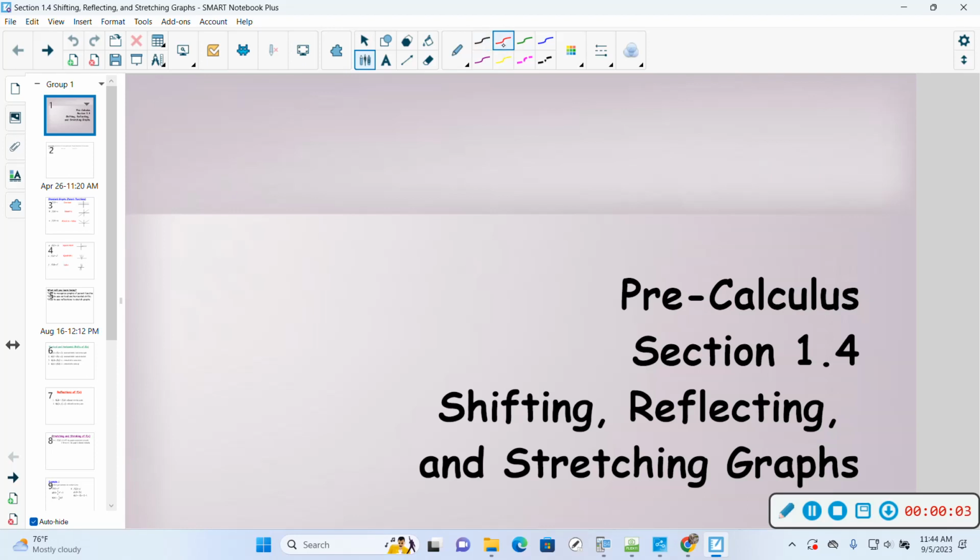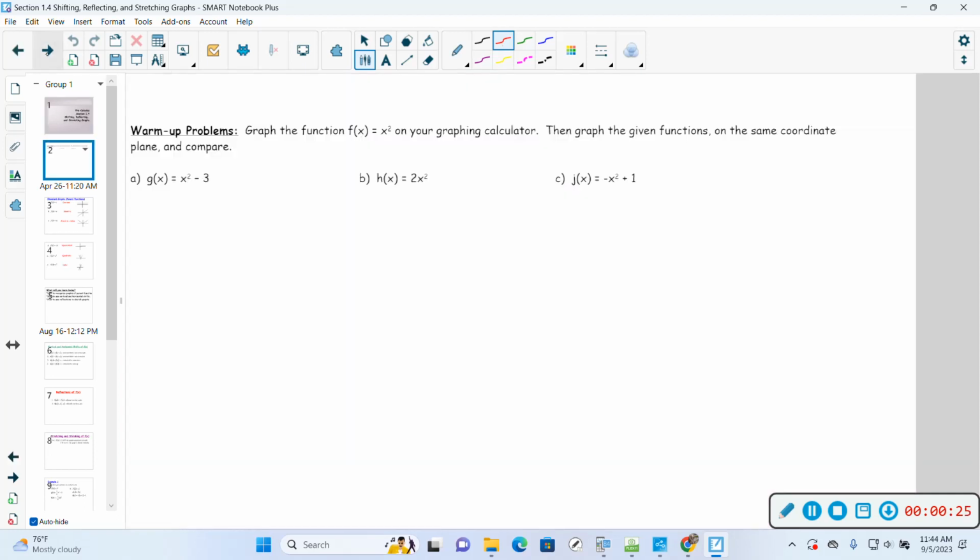Hello, Trig Pre-Calc students. Today we're taking a look at section 1.4, shifting, reflecting, and stretching graphs. This is all of those transformations that you covered a lot in Algebra 2. So we're not going to get carried away and go on forever. We're just going to do a quick refresh of the highlights that we expect you to know when we take a look at some of the graphs. First up, grab your graphing calculators and let's get to it.